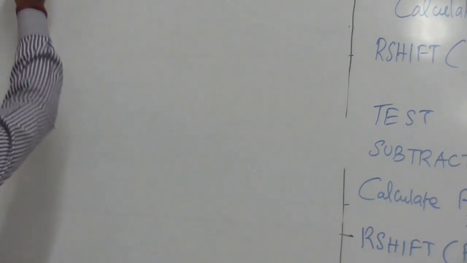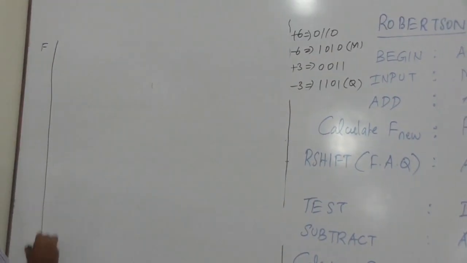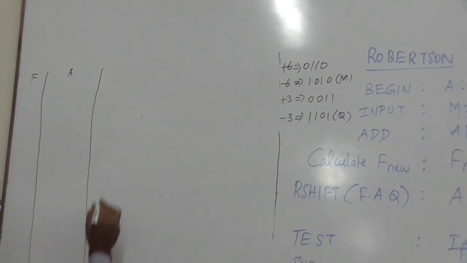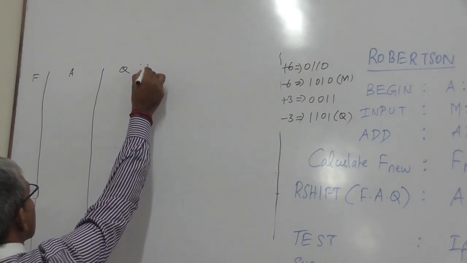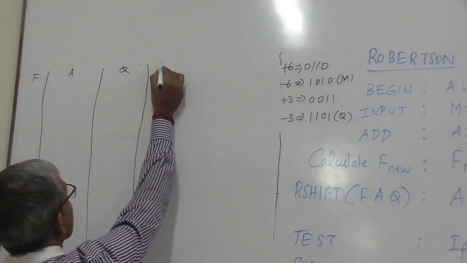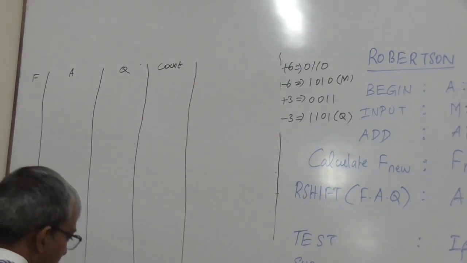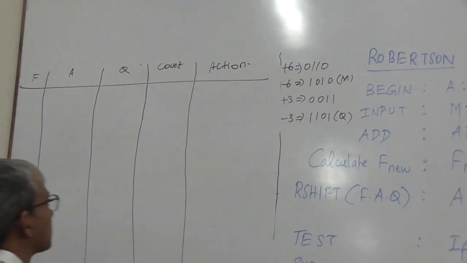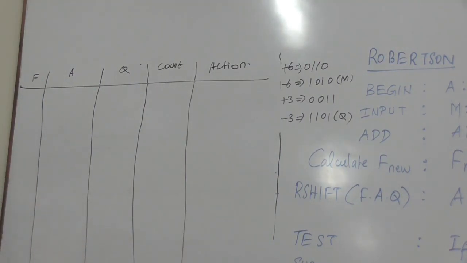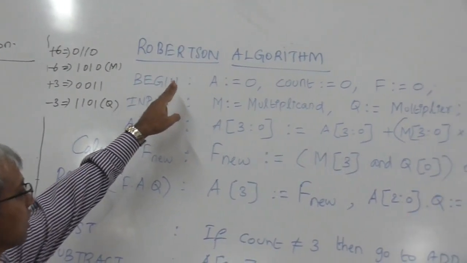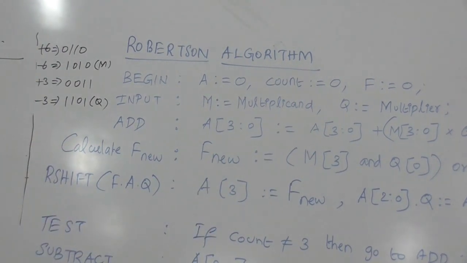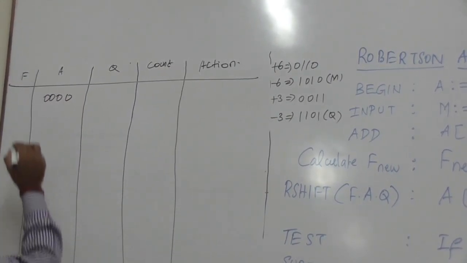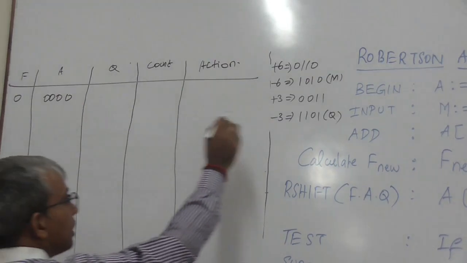So, what are the values required here? I require F, and then the value of A register, and then the value of Q register, and then count. And then the action taken, right? So we'll see the operation one by one. The first step in the Robertson algorithm is initialize A with 0, count with 0, and F with 0. So A is initialized with 0 here. Since I have 4 bits, 4 zeros are filled here, and F is 0, and count is 0.